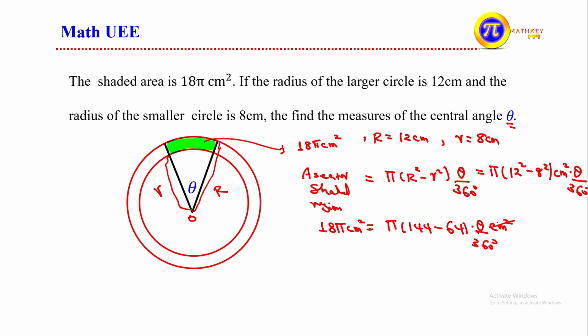We cancel centimeter squared by centimeter squared. We cancel pi by pi. What remains is 18 equals 144 minus 64, which is 80, over 360 degrees, times theta. Now we cancel 0 by 0. Dividing by 4, 8 becomes 2, and 36 becomes 9. Again dividing by 2, 18 becomes 9 and 2 becomes 1. So what is theta? Theta equals 9 times 9, that is 81 degrees.